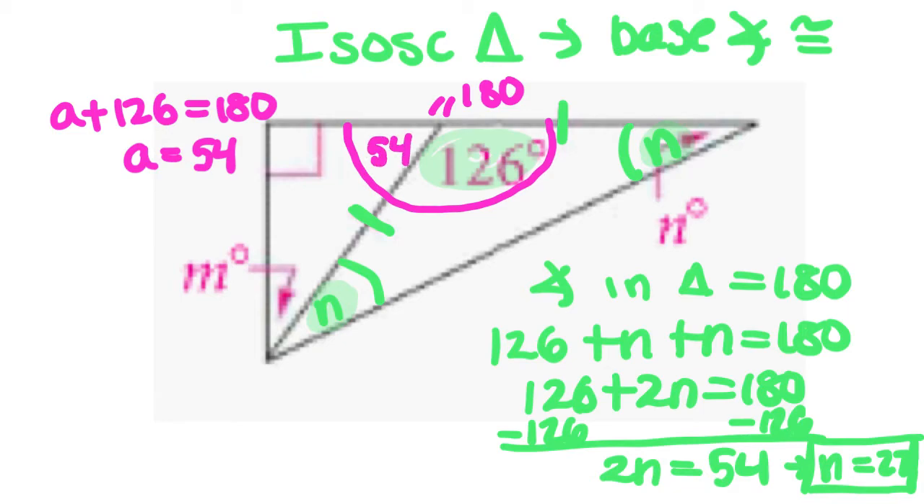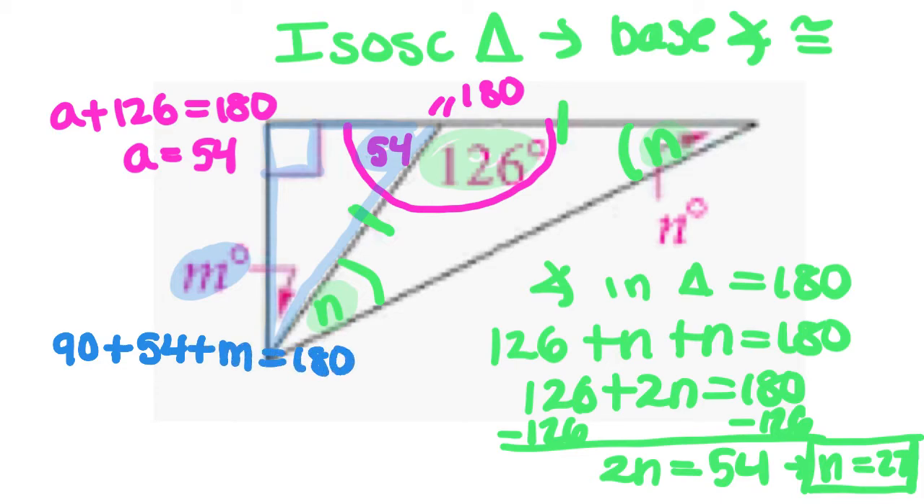What I can use is I can say that I look at this triangle over here now, and I have the 54-degree angle, the right angle, and this angle M, and they should all add to 180. So 90 plus 54 plus M equals 180. So I have 144 plus m equals 180, and when you solve, you get that m is equal to 36.